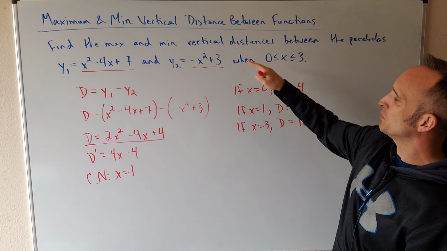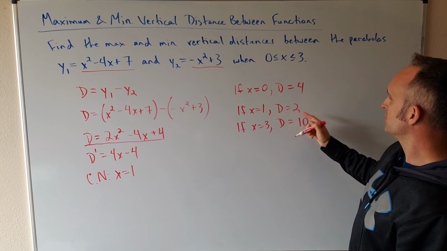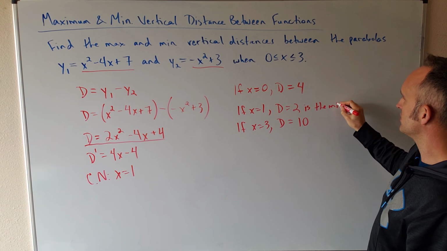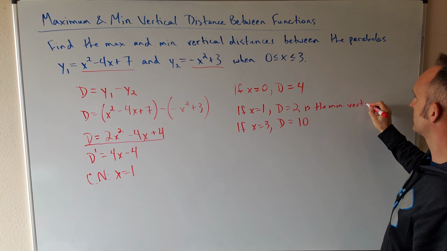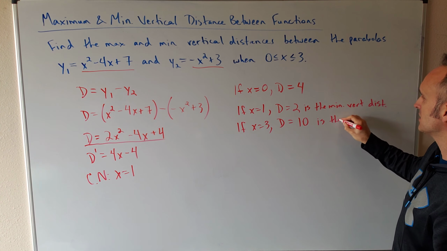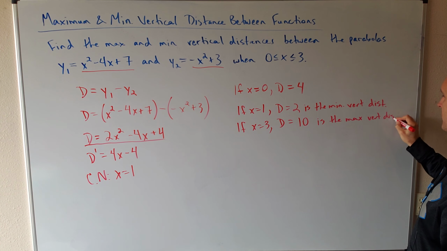So find the maximum and minimum vertical distances between the parabolas. Well, the minimum is 2. So 2 is the minimum vertical distance, and 10 is the maximum vertical distance.